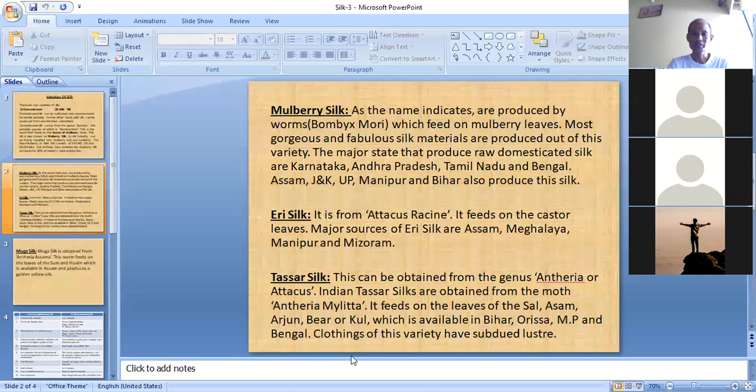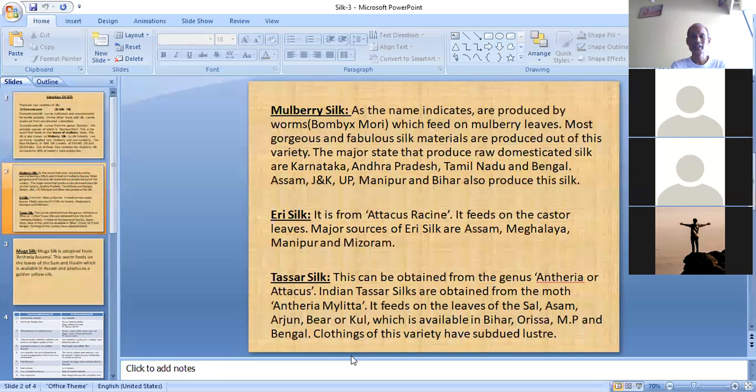Something about the silk. Mulberry, as the name indicates, are produced by worms, Bombyx mori, which feed on mulberry leaves. ये हमने पहले लिया. Most gorgeous and fabulous silk materials are produced out of this variety. It is the best quality of silk. The major states that produce raw domesticated silk are Karnataka, Andhra, Tamil Nadu, Bengal, Assam, J&K, UP, Manipur, and Bihar.